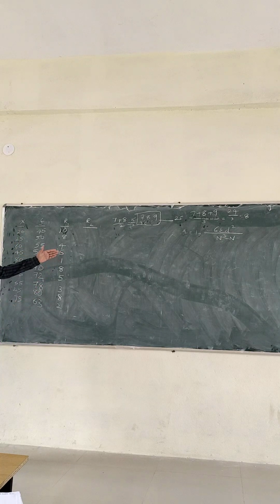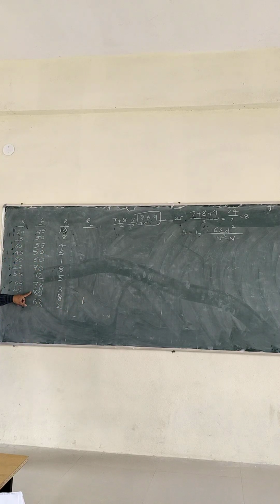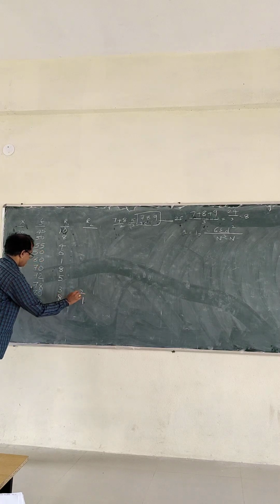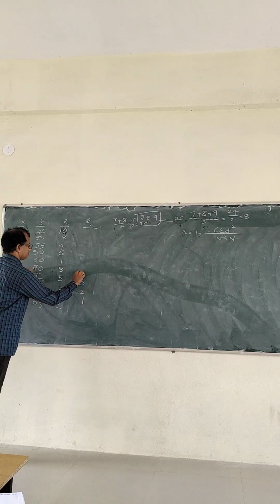So come to this series. What is the top number? 80. This is number 1. What is the second one? 78. Next? 72. Next is 70.